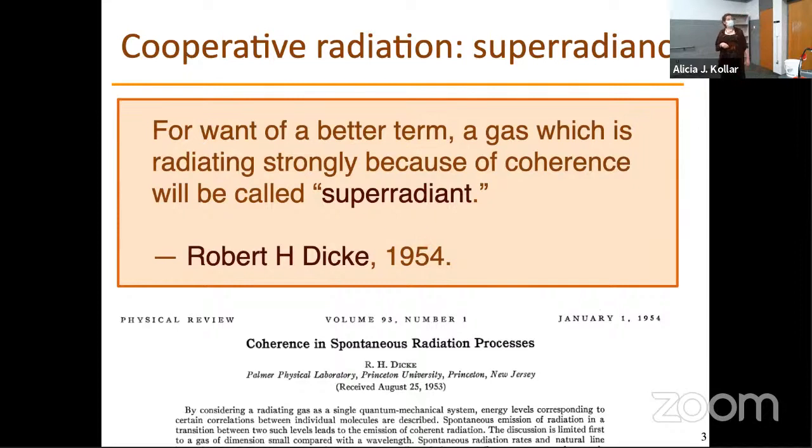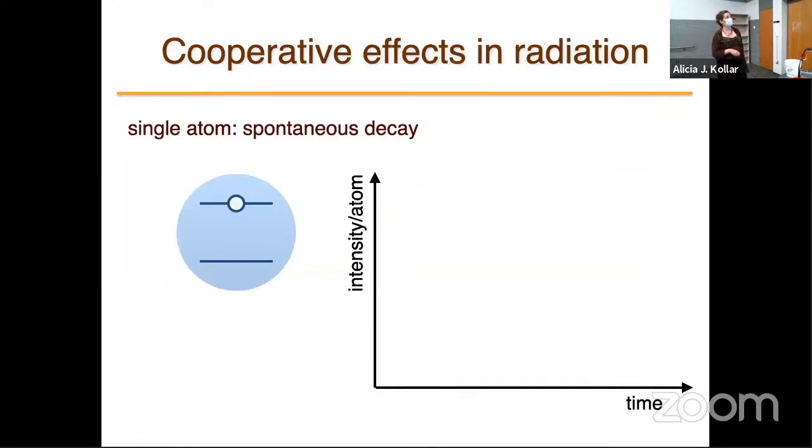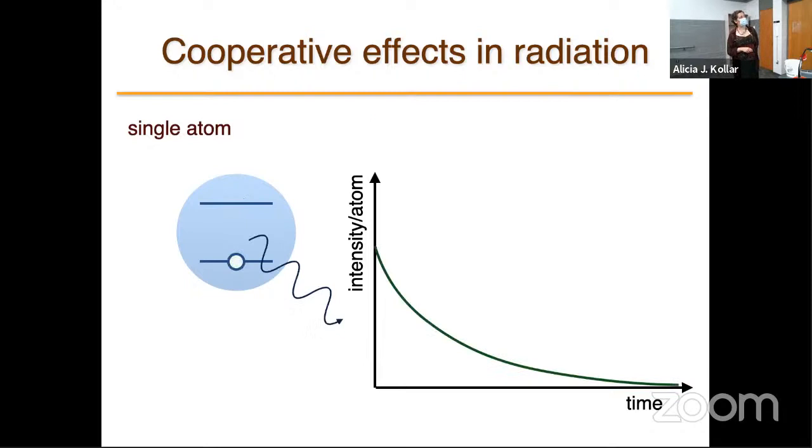So I'm actually not going to talk about superradiance, but I want to drive home that the effects we have there are the same physics as superradiance. So I'm talking about superradiance for a short time. Let's start with a single excited two-level atom. If that spontaneously decays, and we draw the intensity per atom over time, we get an exponentially decaying probability.